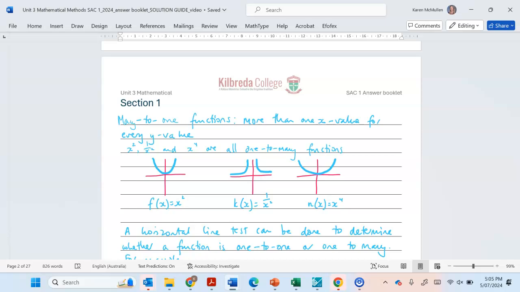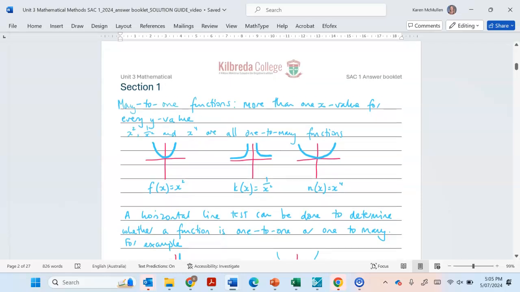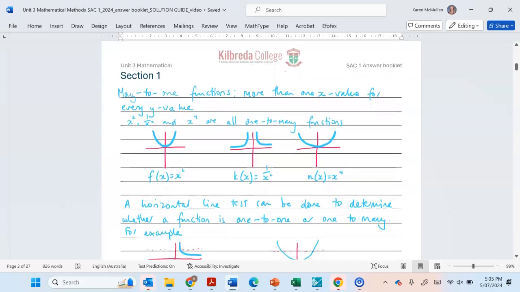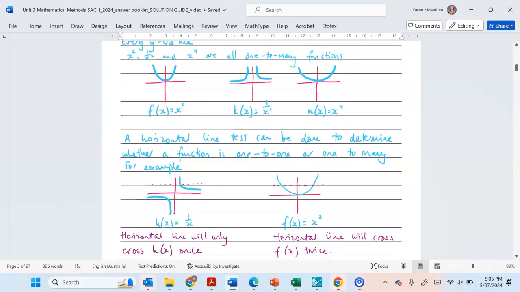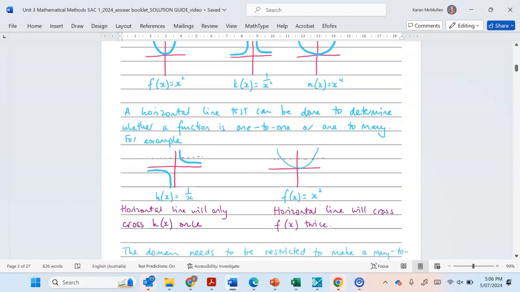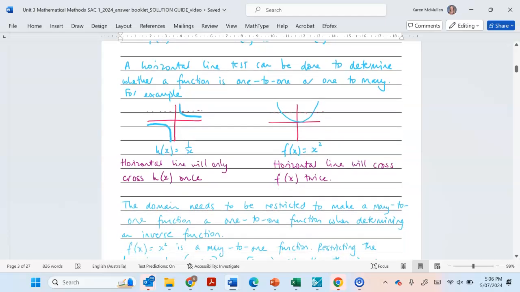So many to one functions, so you can see there with your x squared, so your parabola, your truncus, your quartic graph, and doing the horizontal line test. So if you made reference to a horizontal line test, that was fantastic. If you talked about one to many, a one to many is not actually a function, it's a relation. But you talked about the vertical line test, that was great.